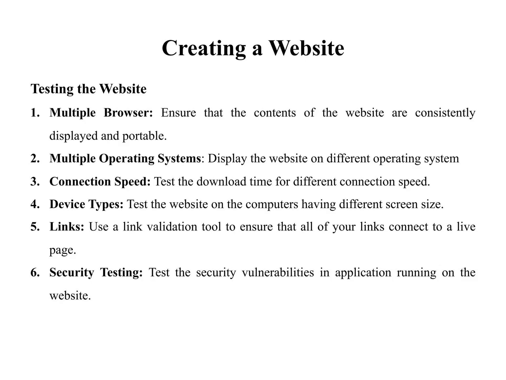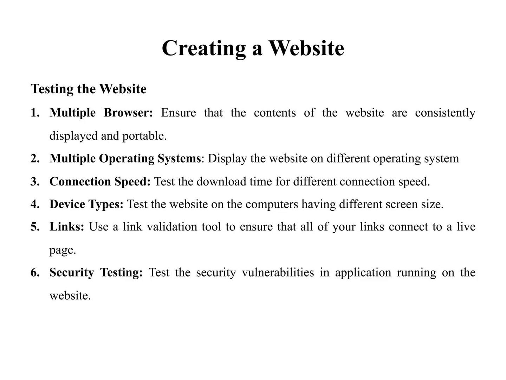Next, testing the website means multiple browser, multiple OS, connection speed, device type, link, and security testing. Multiple browser means the content of the website is consistently displayed and portable. Multiple OS means displaying the website on different OS. Connection speed means testing the download time. Device type means testing the website on computers with different screen sizes. Link means using a link validation tool to check that all of your links connect to a live page. Security testing means testing the security of the application running on the website.